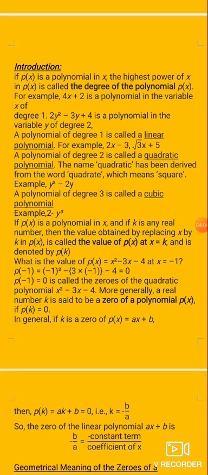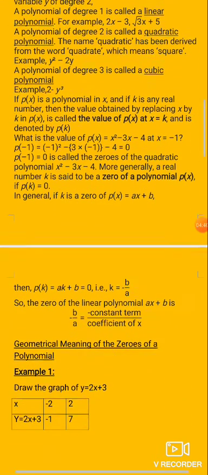That is, the zero of the linear polynomial ax plus b is minus b by a, which is minus of the constant term by the coefficient of x. The standard form of a linear polynomial is ax plus b. So minus of b, the constant term, by a, the coefficient of x. Okay, so all these points we have studied in the 9th class.